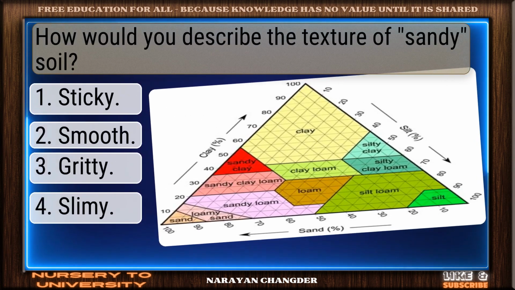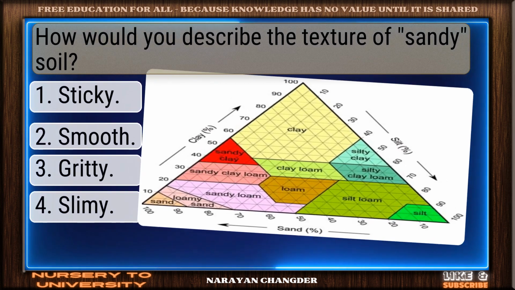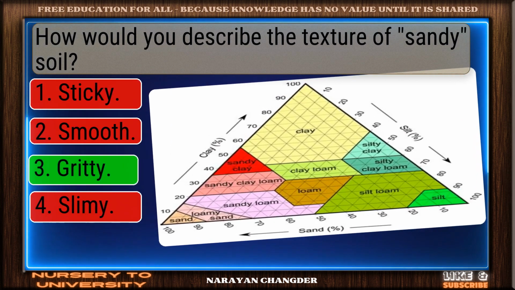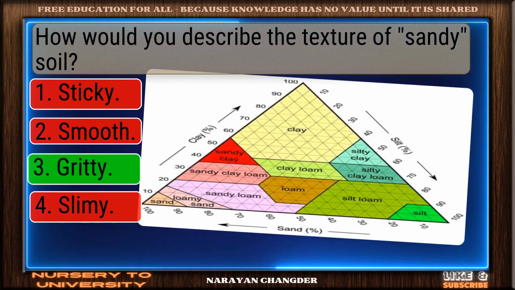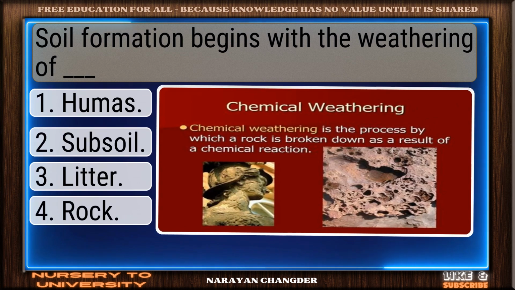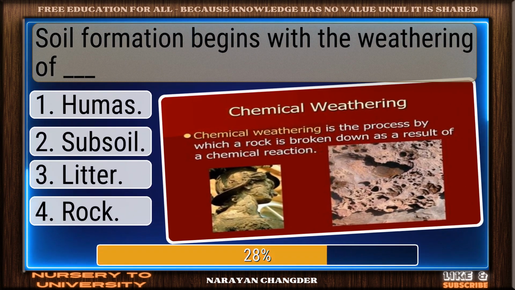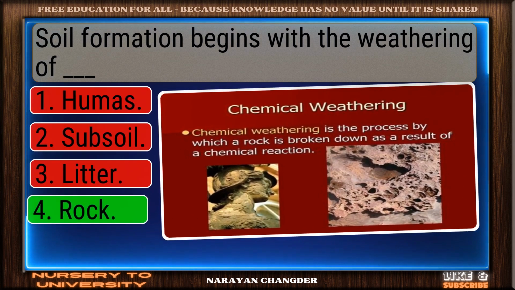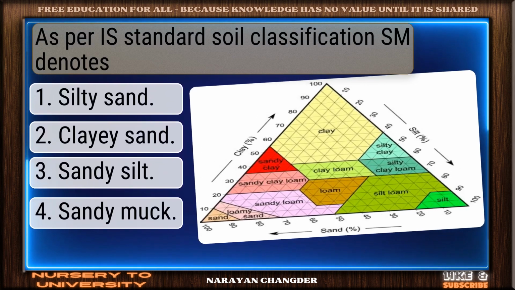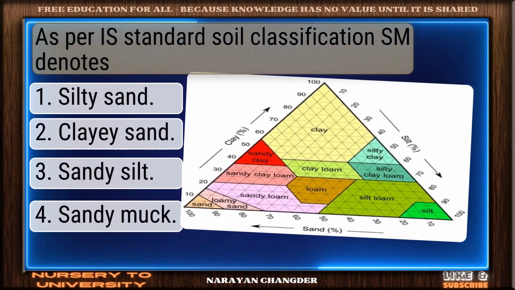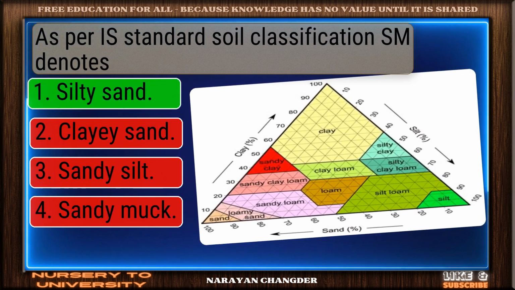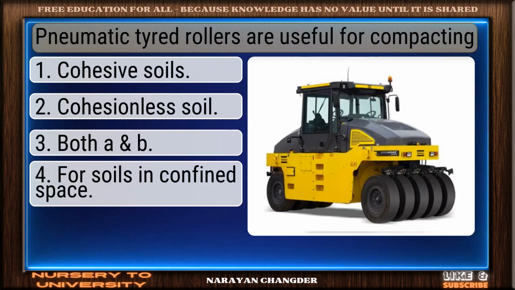How would you describe the texture of sandy soil? Nice selection. Gritty is the correct and valid answer. Soil formation begins with the weathering of dash. Right choice. Rock is the best answer. As per IS standard soil classification, SM denotes. Nicely done. Silty sand is a solid answer.